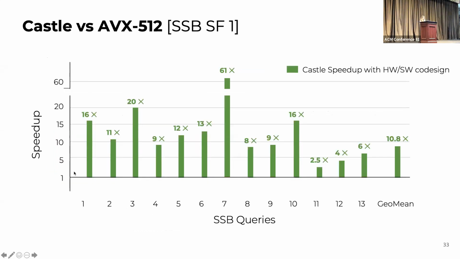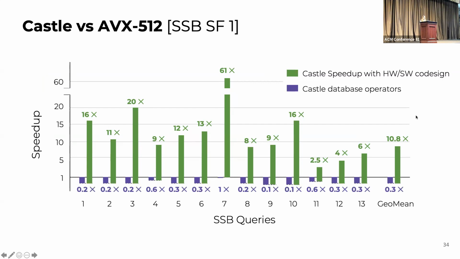So here I'm showing the speedups of this CAPE system compared with the AVX-512 core for each of these queries. And we see that on average, we were able to achieve pretty promising speedups, 10.8x, right? But actually, this was not our first result. Our first results, as you can imagine, are never positive at the beginning.